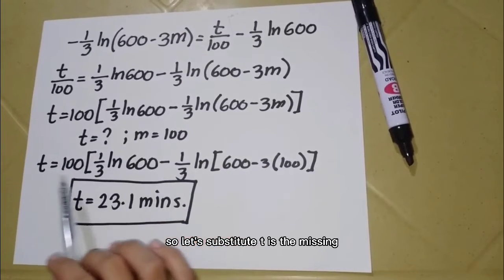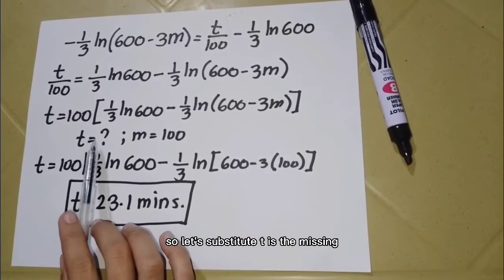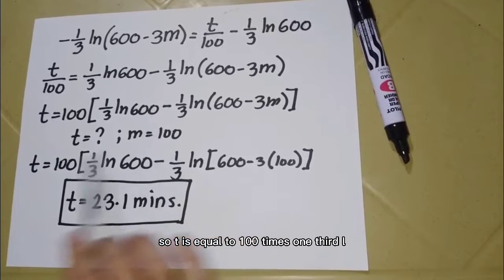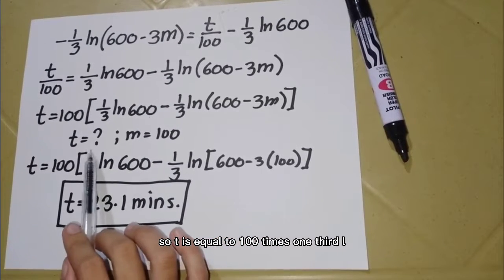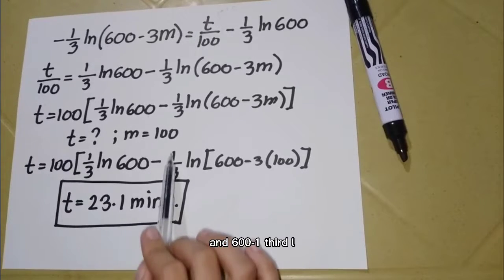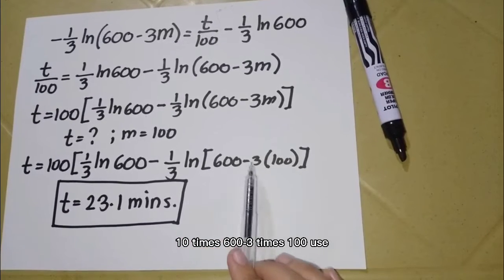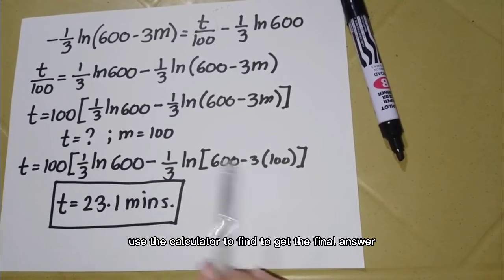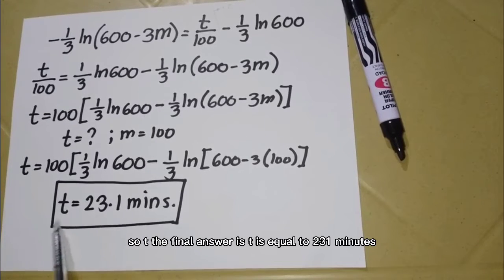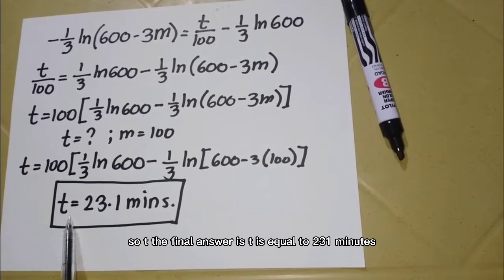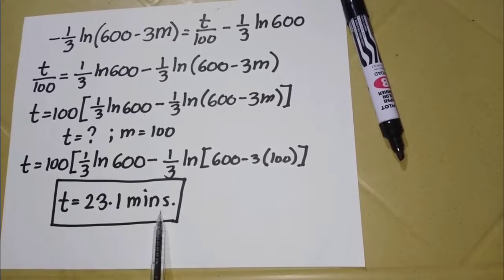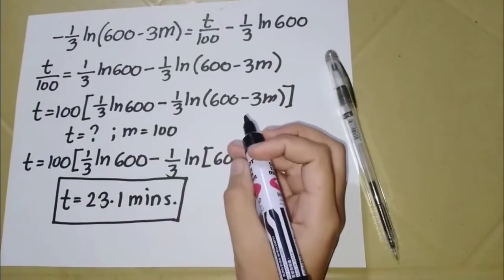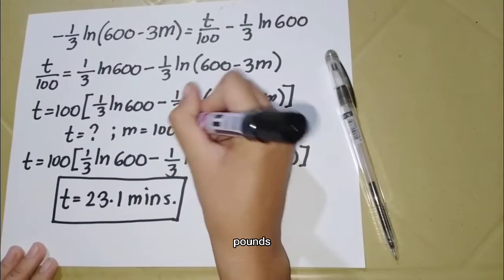So let's substitute. T is the missing value, and the mass of salt equals 100. So t equals 100 times the quantity 1/3 ln 600 minus 1/3 ln of 600 minus 3 times 100. We can use the calculator to get the final answer. So the final answer is t equals 23.1 minutes, when the mass of salt inside the tank is 100 pounds.